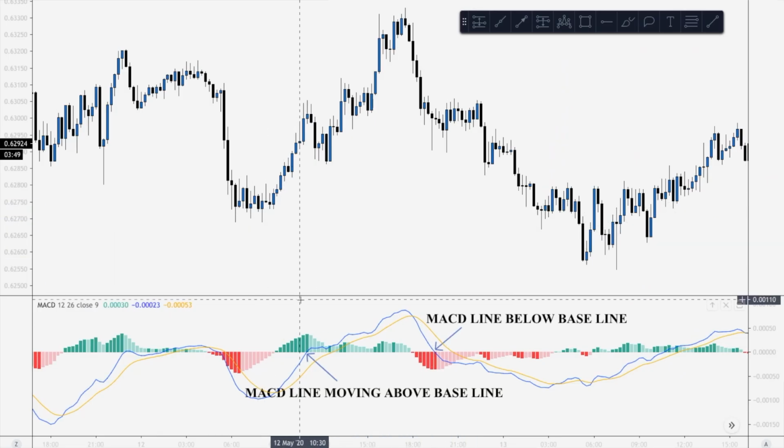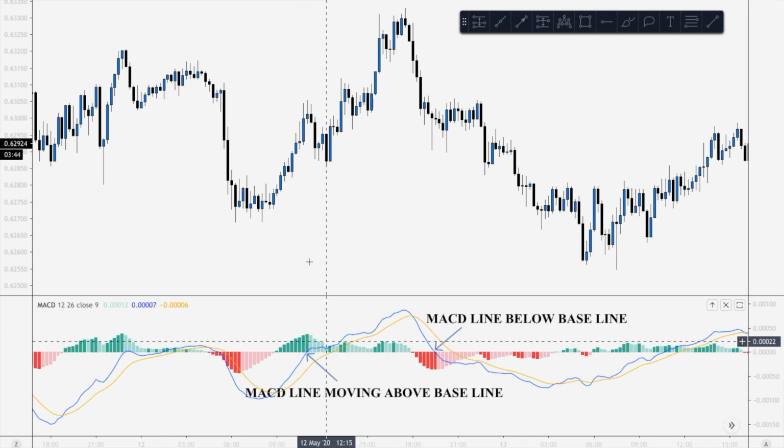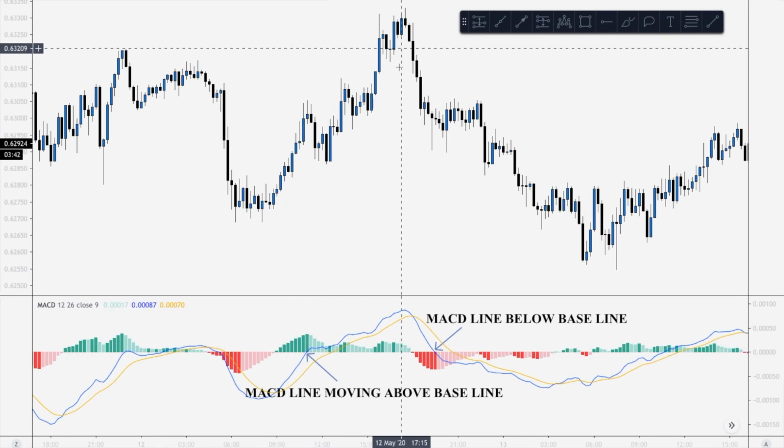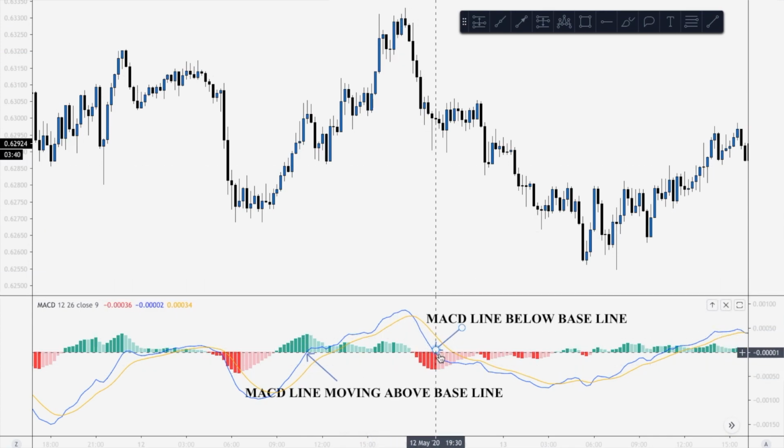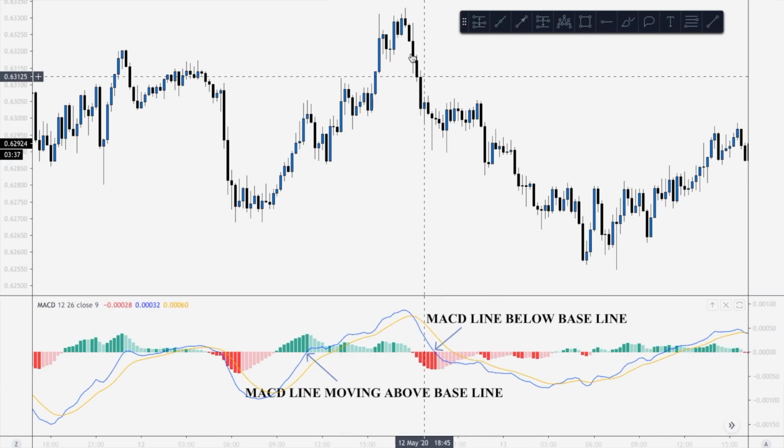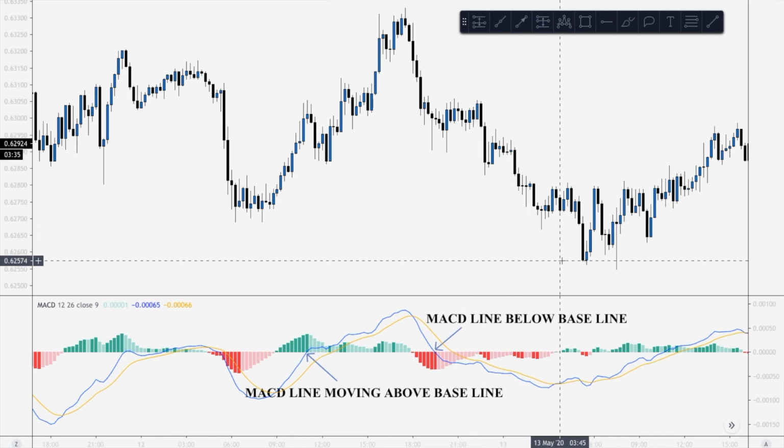The number one is identification of trend based on the crossover of the baseline and the MACD line. When the MACD lines move above the baseline, traders see it as a bullish signal. And when the MACD lines move below the baseline, traders view it as a bearish trend.